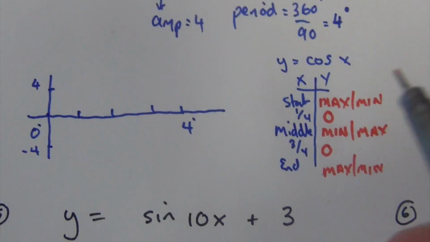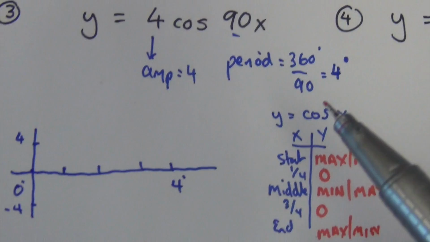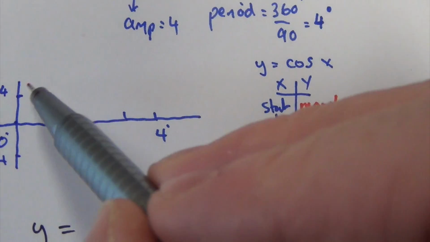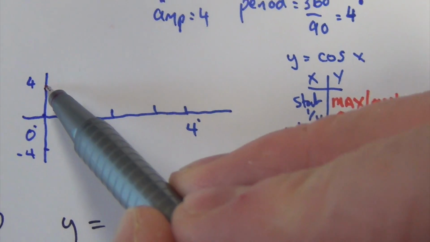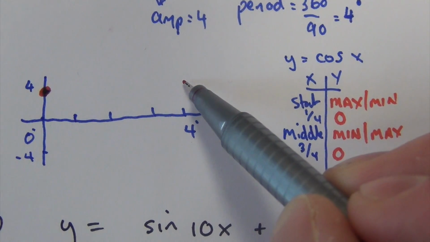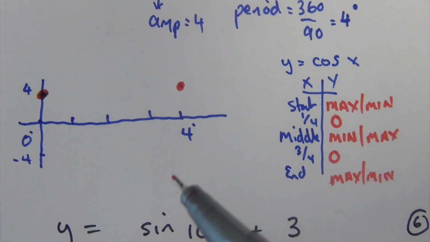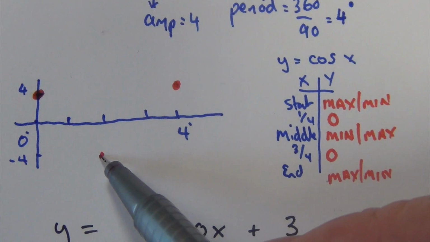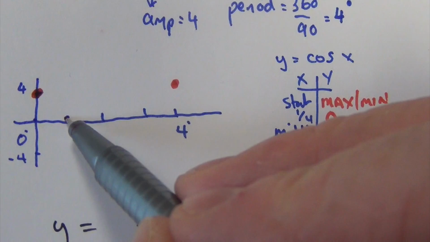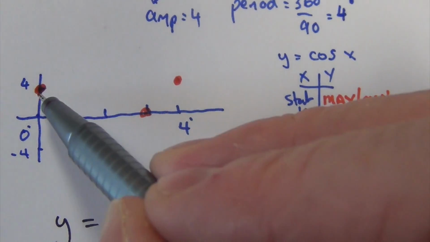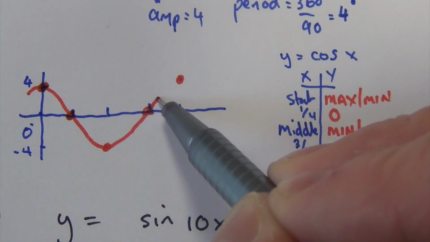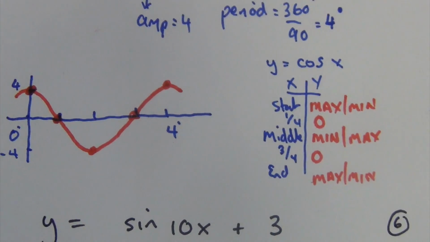So if we apply that now, it's a positive cos, so therefore the start's going to be a maximum, which is up here. And of course, wherever it starts, it finishes, so the end at 4 degrees is going to be a maximum. Halfway is going to be the minimum, on this side here. And then we've got a 0 at the quarter and 0 at the 3/4. And therefore the graph looks like that. Perfect.